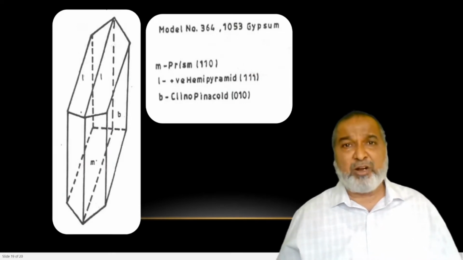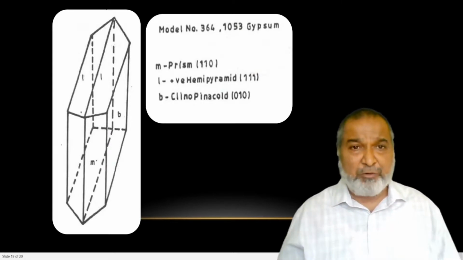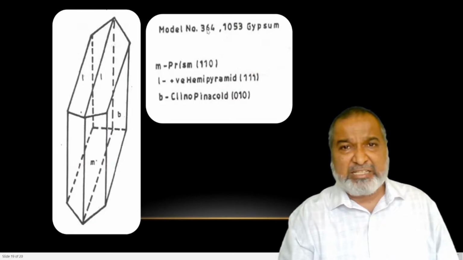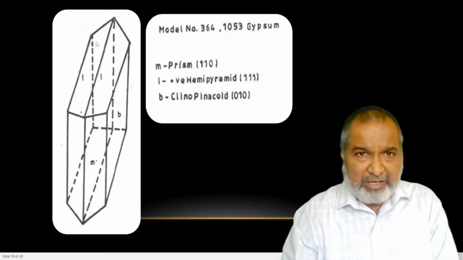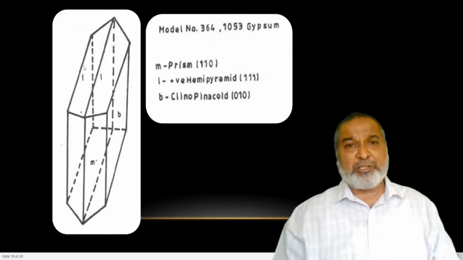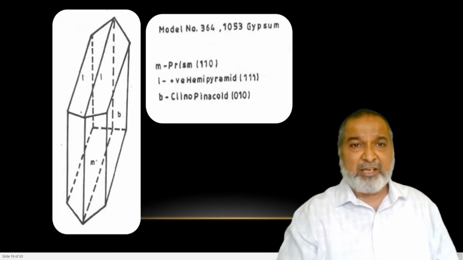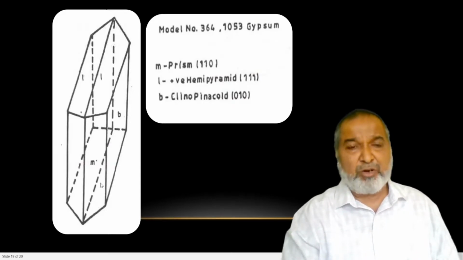Now the next model is 364, or it is called 1053. Yes, 1053 or 364. So that will be the number. This inclined face holding towards you is giving you the a axis. Yes, the orientation of the a axis. So the a axis will be parallel to this face, which is going from center to center. Then your b axis running from right to left, and c from top to bottom, vertical.